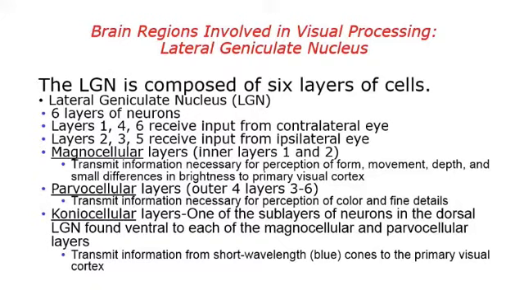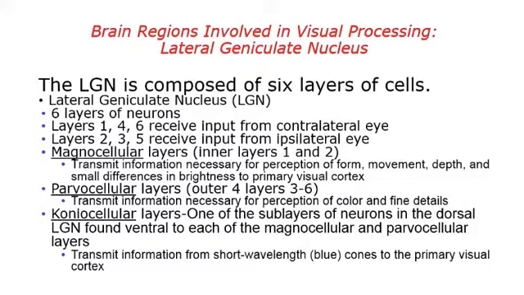The outer 4 layers, so that is layers 3, 4, 5, and 6, constitute the parvocellular layers, and these transmit information necessary for perception of color, predominantly red and green, and fine details. That goes to different parts of V1.